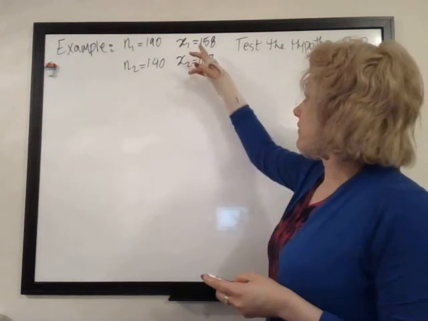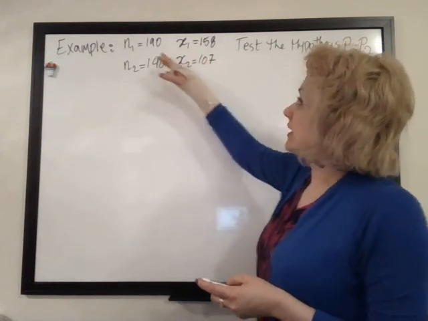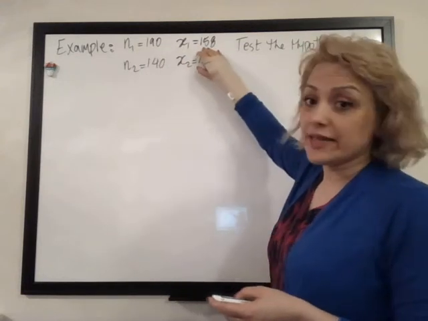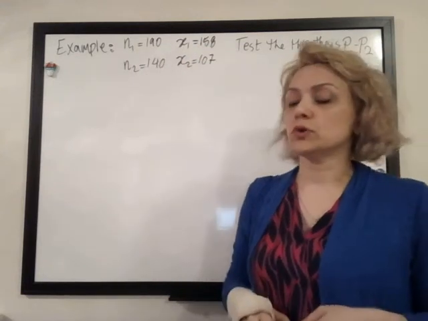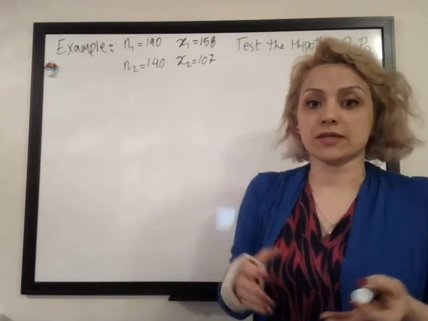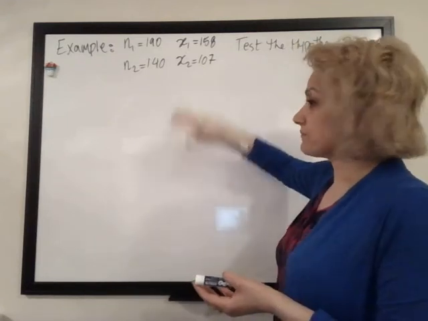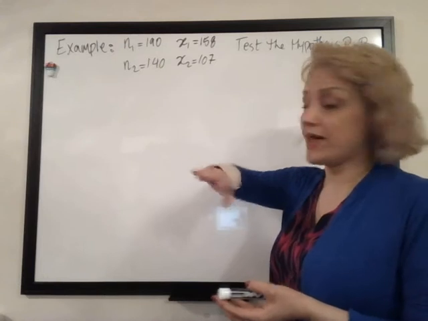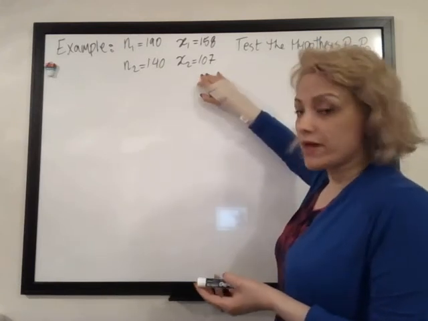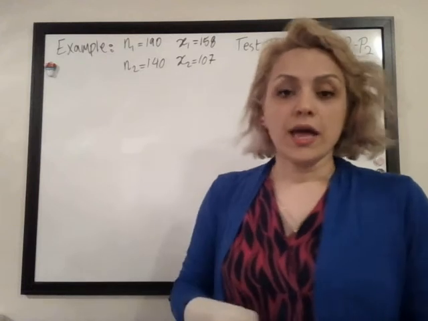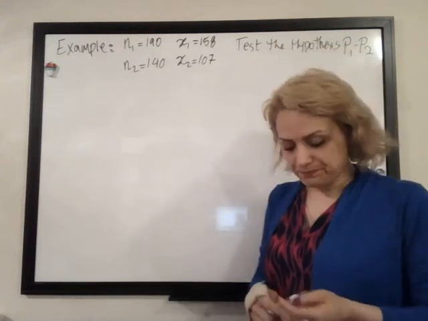So we have X1 and X2. Let's say out of 190 that we have, 158 of them are the good products, the products that are going to pass the control section of the process that we have. And then X2 is 107. Here we test the hypothesis for P1 minus P2. P means proportion here.